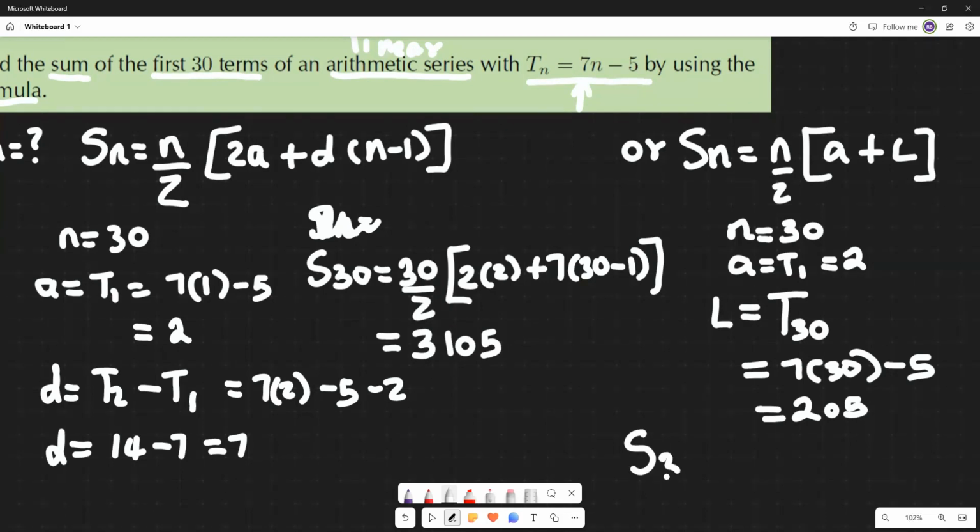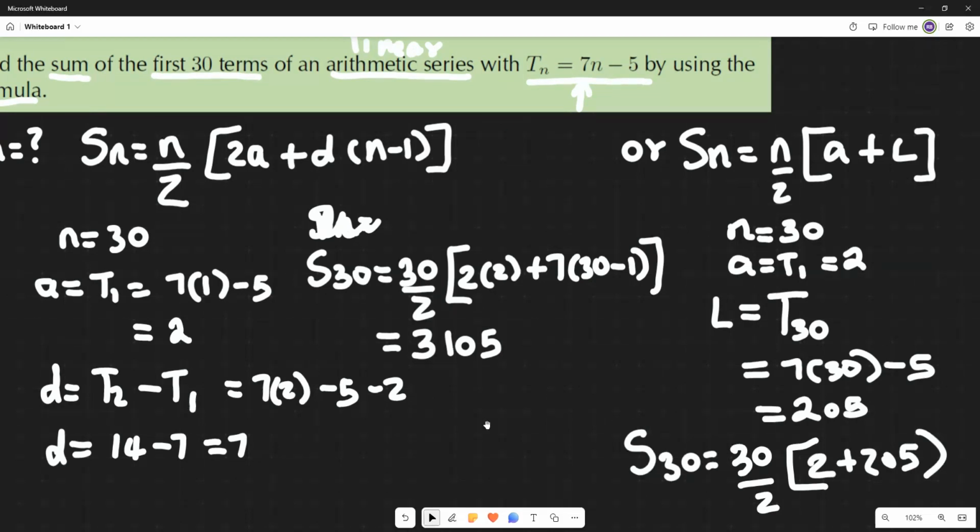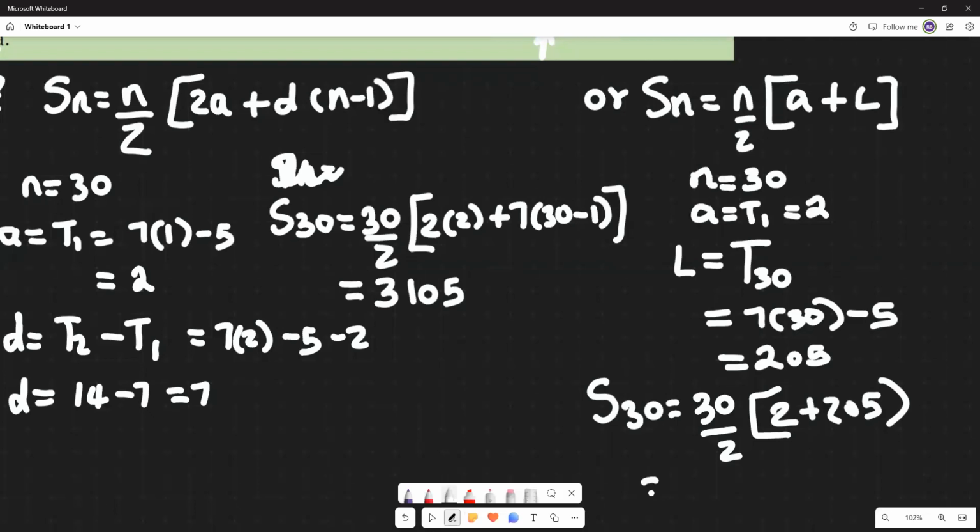Now let's substitute into the other one. S30 is the same as 30 over 2. The first term is 2. The last term is 205. Let's see what that gives us: 30 over 2 into bracket 2 plus 205. I'm sure, ladies and gents, you can confirm with me on your calculators that we are getting the same value, which is 3,105. So it's good to know how to use both formulas. This one is the Sn if you're going to be using d.